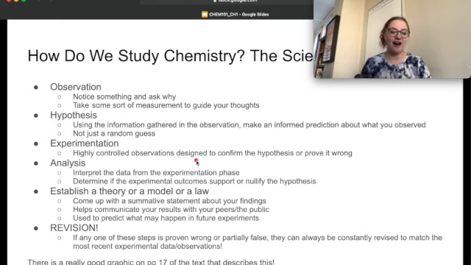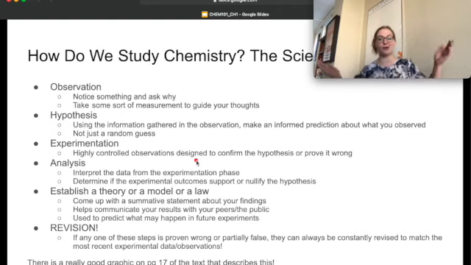So again, you're using the best information you have, the information you gathered, to make an informed prediction about what you observed. Once you have a hypothesis, you can't just say, boom, I'm done. Hypothesis made. I did an observation. I did a hypothesis. Psh, must be right. One case it worked. Nah, that's not how it works at all.